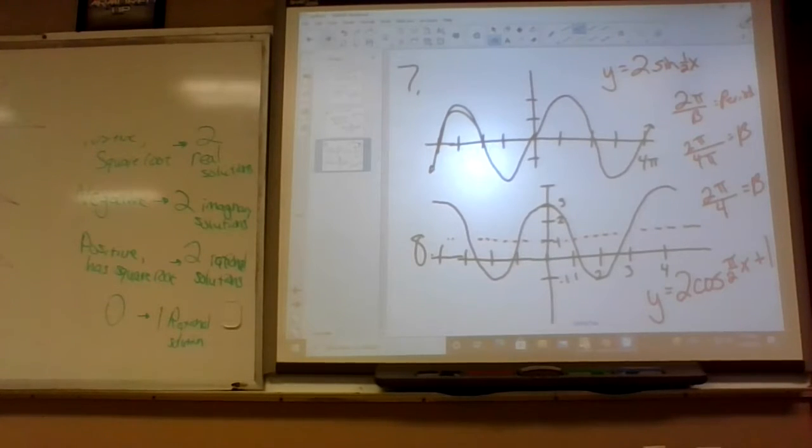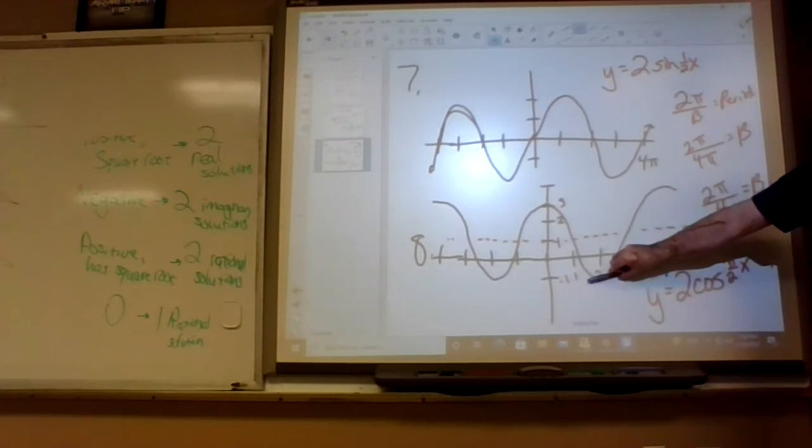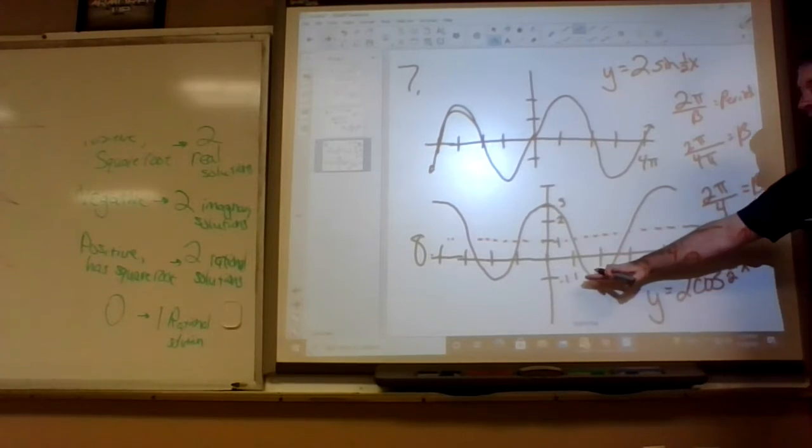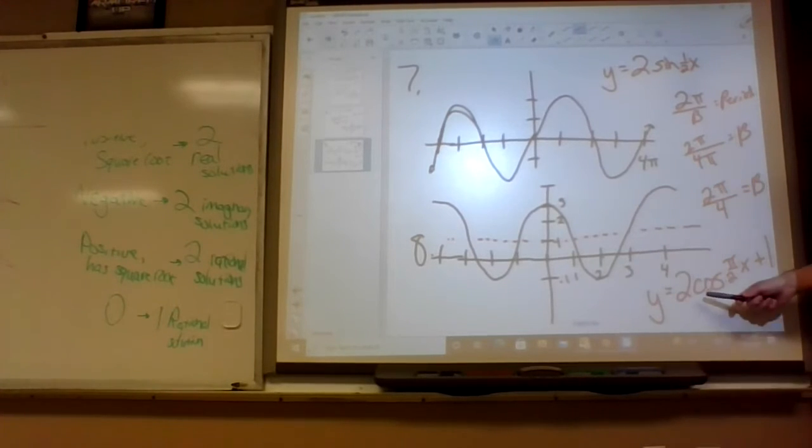Why is it 2 cosine? 2 is the amplitude because it goes up 2 and down 2 from the middle. The amplitude is also half of the height. So it goes 1, 2, 3, 4 is the height, so it's divided by 2. How do we decide what the period is?